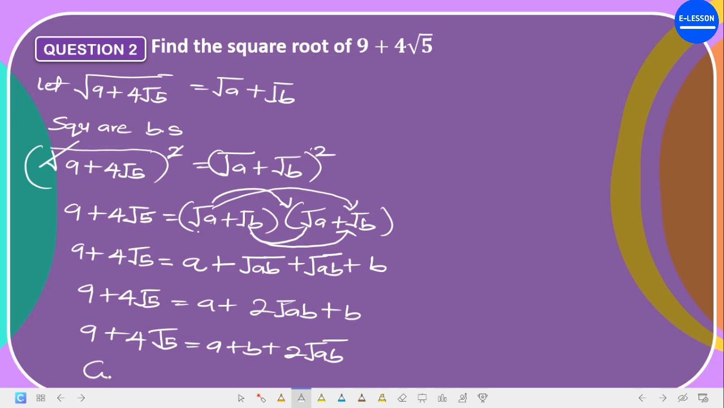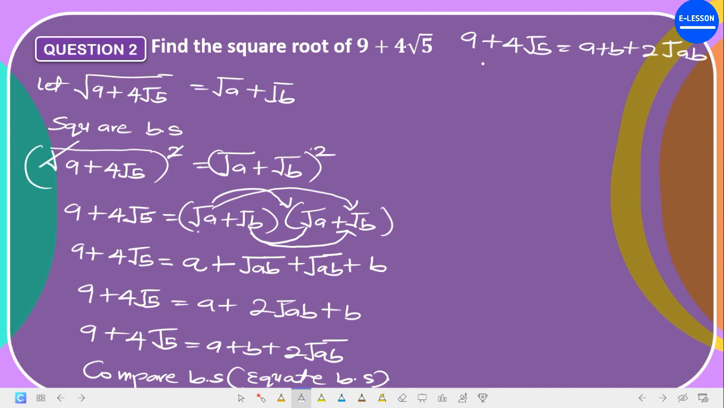Now, at this point in time, what do you now do? You now compare both sides. If you compare both sides, what are we going to have? Equate both sides by comparison. Let the ones without root equate to each other, and then the ones with root equate to each other. So if I have 9 plus 4 root 5 is equal to A plus B plus 2 root AB.